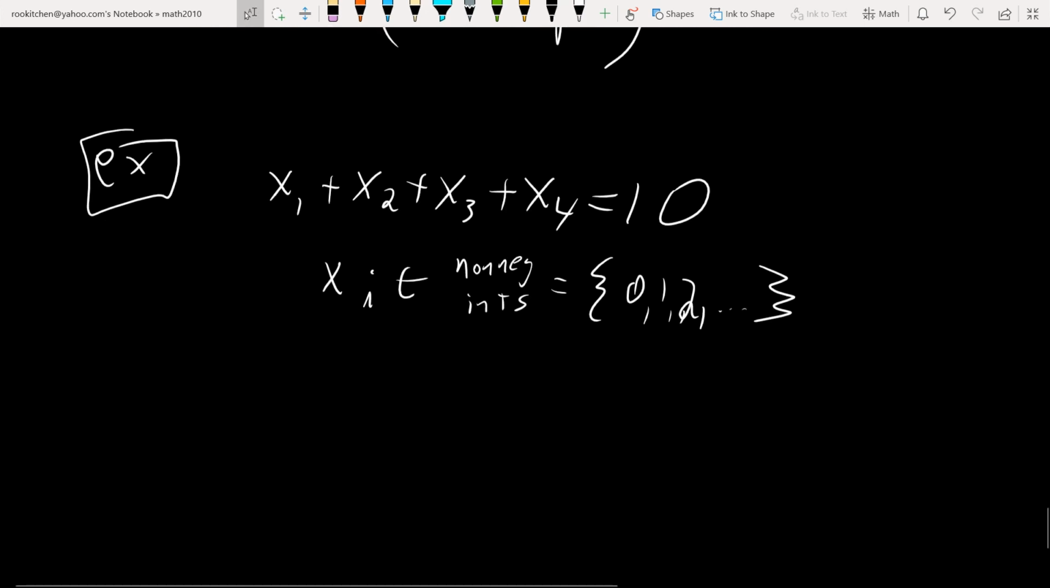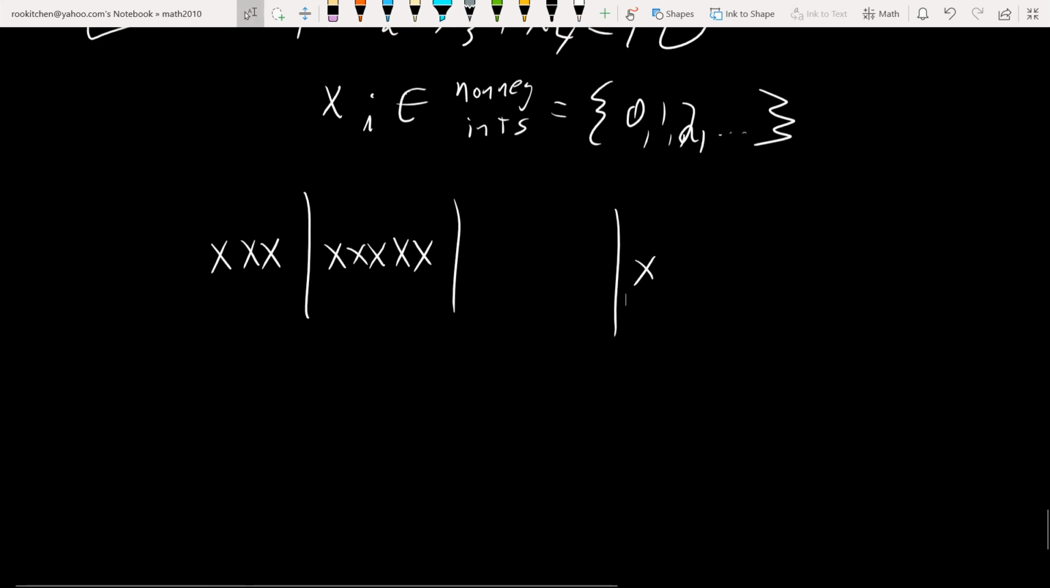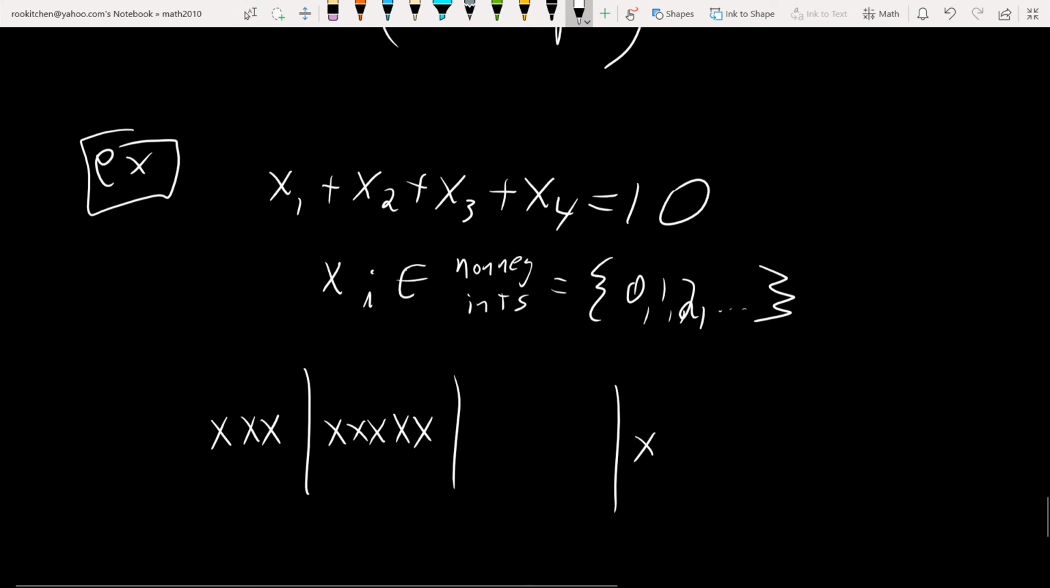But in this case, what you're doing is just throwing ones in for every box. So there's 4 boxes, in other words 3 slashes, and the x's represent ones, so there's 10 ones. So I could put a couple here, a couple here, and then maybe one here. So one particular solution to this problem would be 3, 5, 0, 1, right? 3 plus 5 plus 1 is 10.